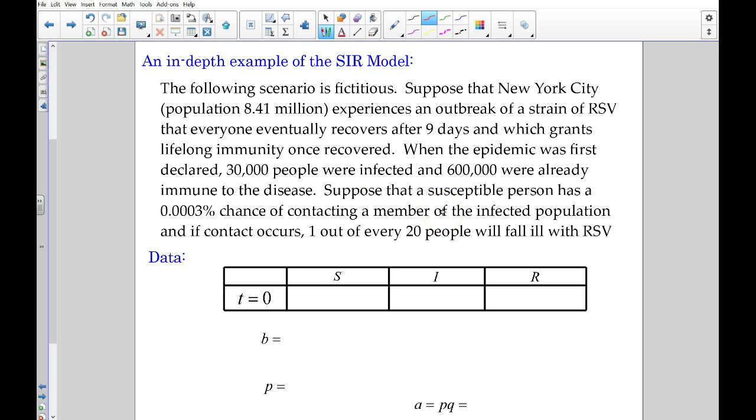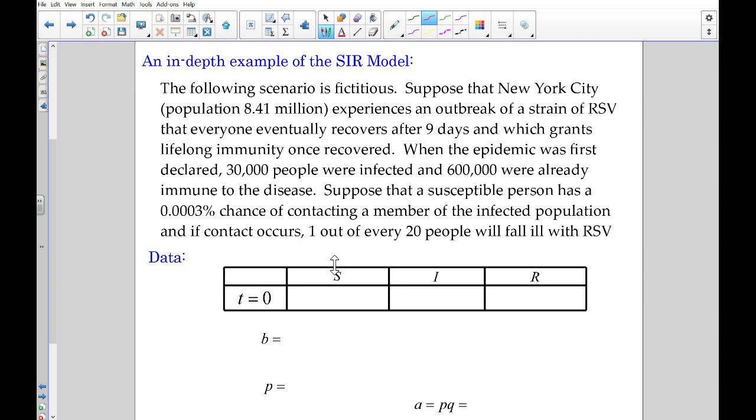Suppose that a susceptible person, so a person who has not fallen ill with the disease yet, has a 0.0003% chance of contacting a member of the infected population, and if contact occurs, 1 out of every 20 people will fall ill. So you have essentially a 1 out of 20 chance of falling ill with the disease if you contact the person with the disease.